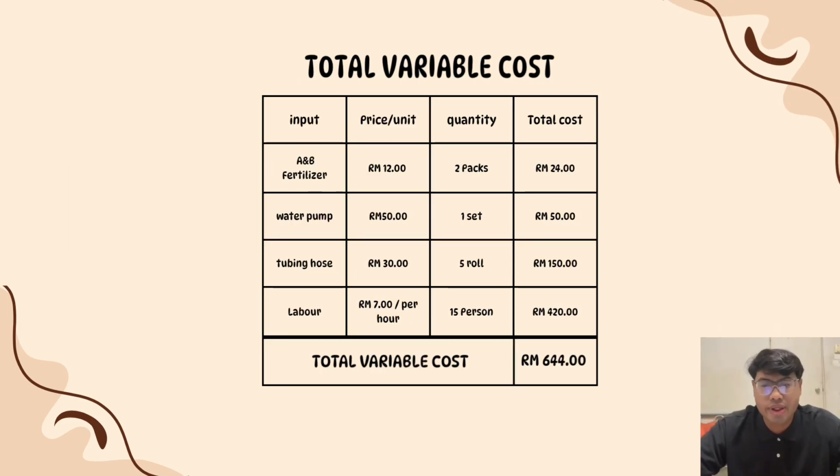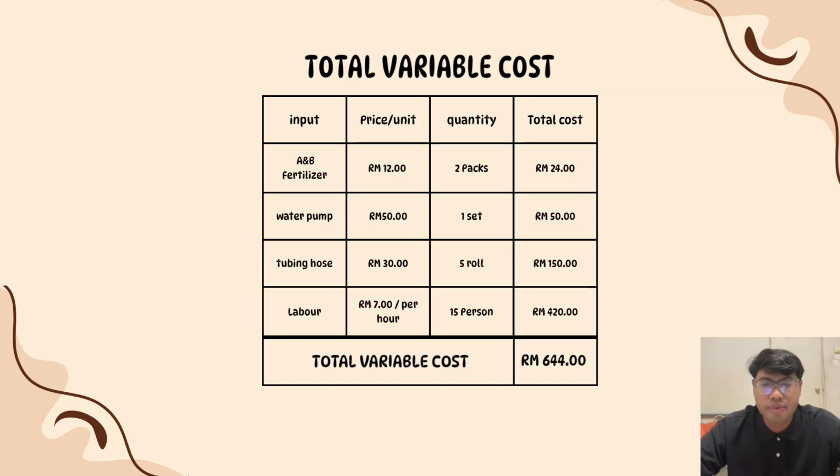I would like to present my part, which is total variable cost. In total variable cost, we have input, price per unit, quantity and total cost. In input, we have A and B fertilizer, water pump, tubing hose and labor. For A and B fertilizer, the price per unit is 12 ringgit and the quantity we use is 2 packs. The total cost of the A and B fertilizer is 24 ringgit.